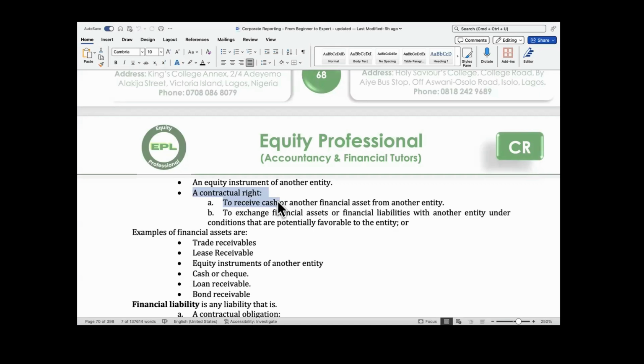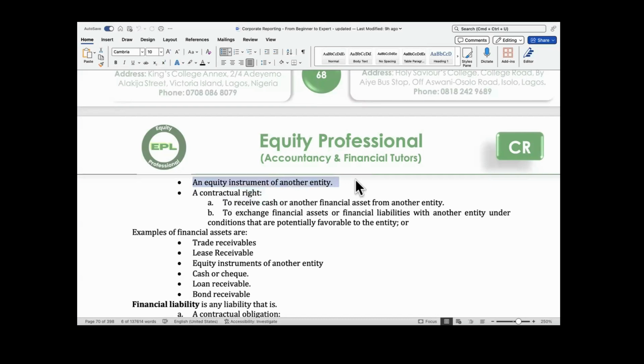Meaning at every point in time, when you have things like loan receivable, lease receivable, bond receivable, that is a contractual right to receive cash. Because the person must pay you interest and principal. They must. They cannot fail. That is a contractual right to receive cash. Note that that is why we separated when you invest in shares from contractual right to receive cash. They are different.